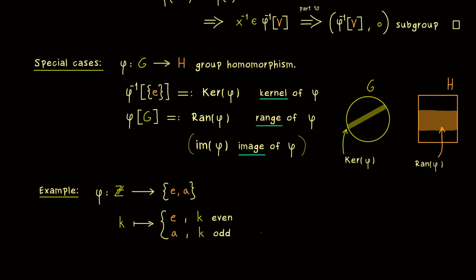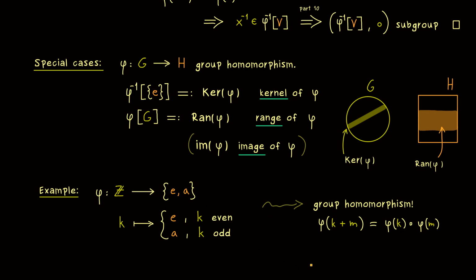And now with this definition, you can easily check that phi defines a group homomorphism. And please never forget, this means if we have phi of K plus M, then this is equal to phi of K together with phi of M. So here the circle denotes the binary operation we have in our group with two elements.